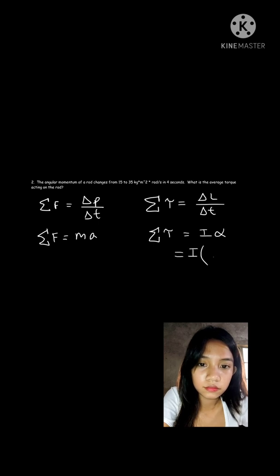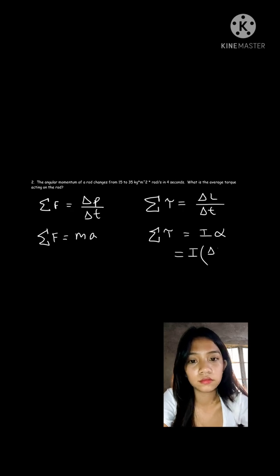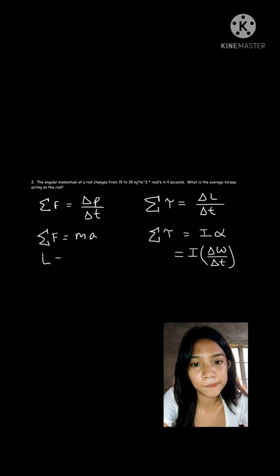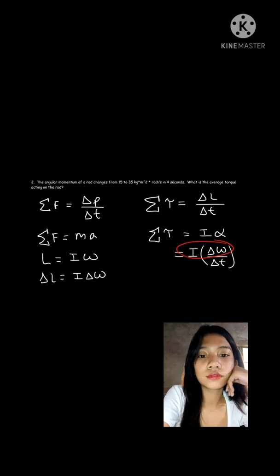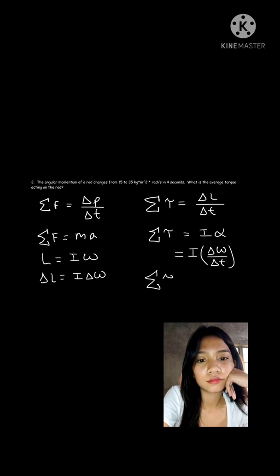Angular acceleration is the change in the angular velocity divided by the change in time. And momentum is inertia times omega. So the change in momentum, that is the change in angular momentum, is the inertia times the change in angular velocity. So therefore we can replace I times delta omega with delta L. So thus we have this expression. The net torque is equal to the change in the angular momentum of a system divided by the change in time.